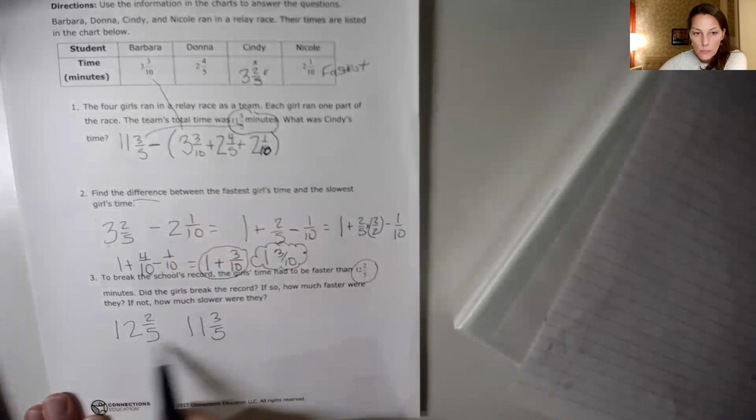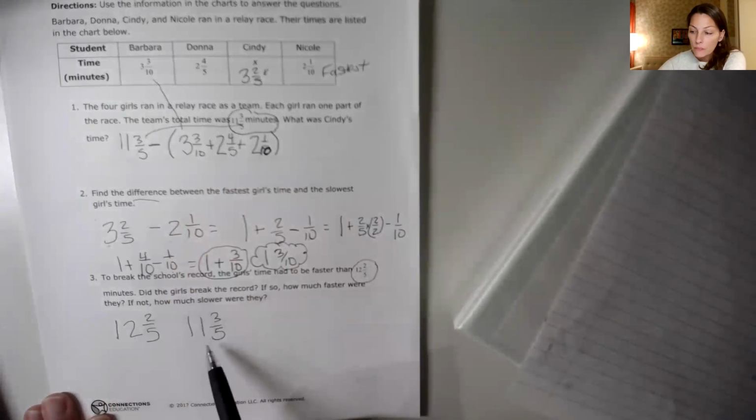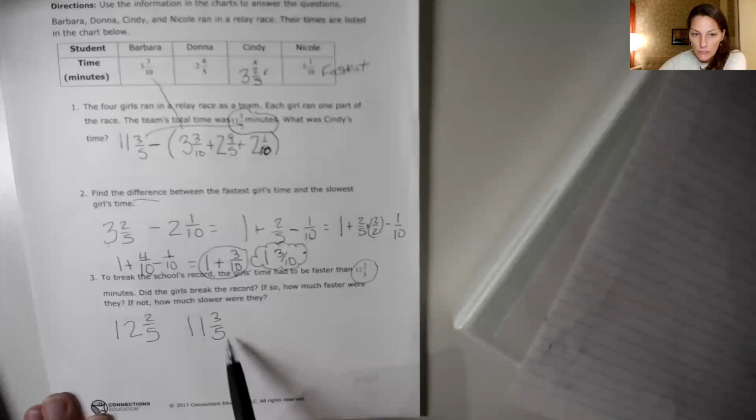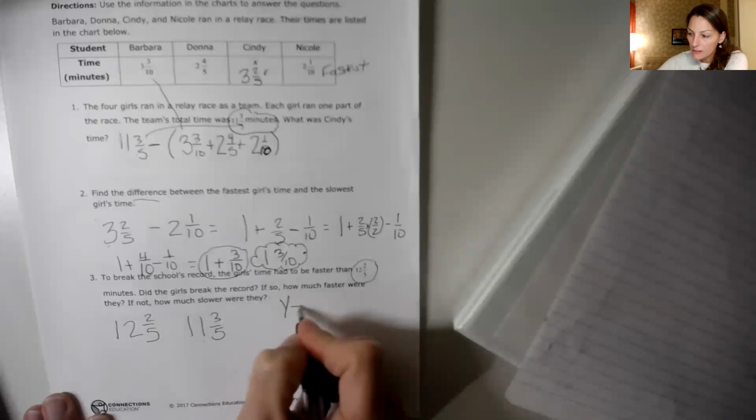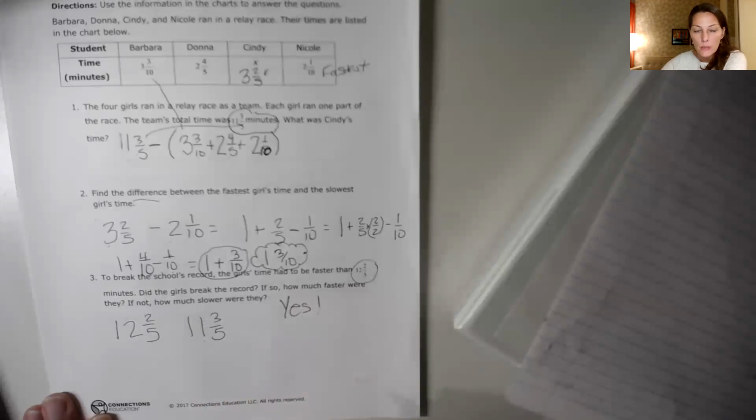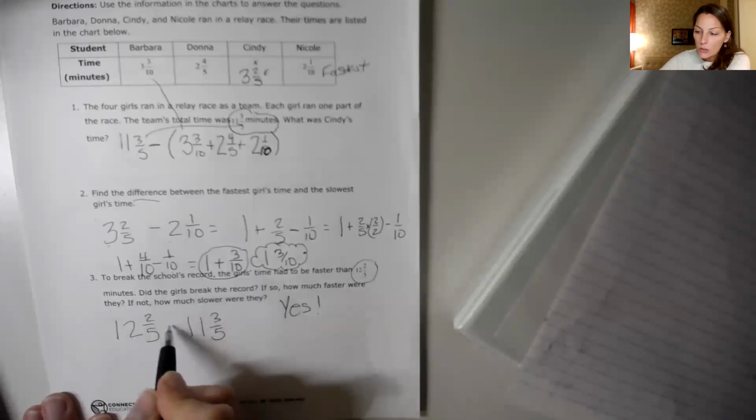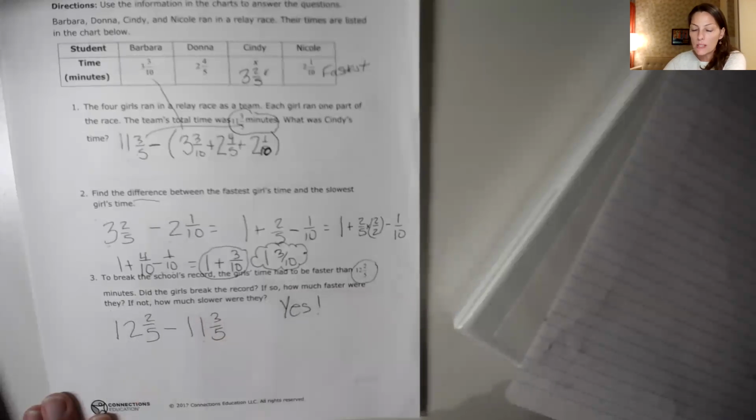Okay, which one is bigger or which one's slower? I guess you'd say which one's faster. The girls' time was only 11 seconds and 3/5. The record was 12 seconds and 2/5. So the girls did, yes, they broke the record because they ran faster. But we cannot forget, if so, how much faster were they? To find the difference of how much faster or how far they broke the record, you're going to subtract so you can find the difference.